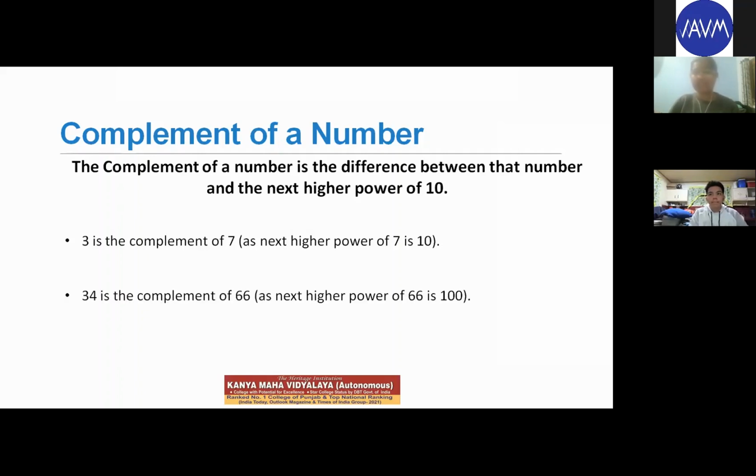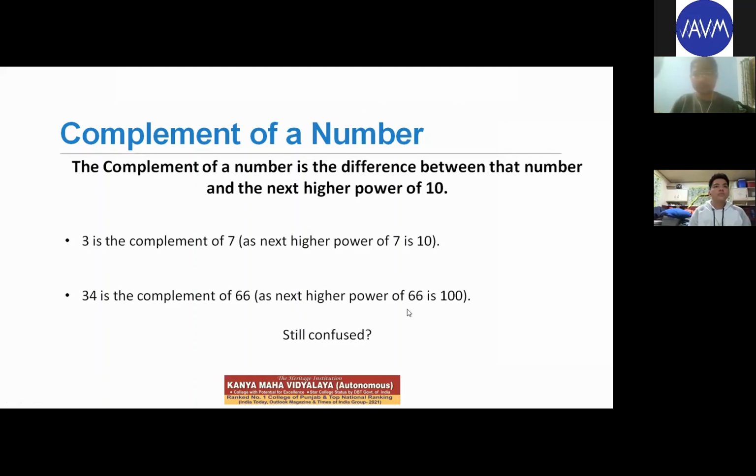The next example is the number 66. Again, according to the definition, the complement of 66 is the difference between 66 and the next highest power of 10, which is 100 in this case. So we have to find the difference between 66 and 100. The difference between 66 and 100 is 34. So it means 34 is the complement of 66.